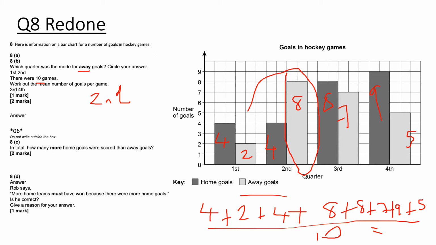So we get 4 plus 4 is 8, 10, 18, 26. 26 plus 7 is 33, 35 is going to be 44, 49. So I get an answer of 4.9. Okay, so that's my answer to part B, where it says mean number of goals. So that's part B, and that's part A, my answer.